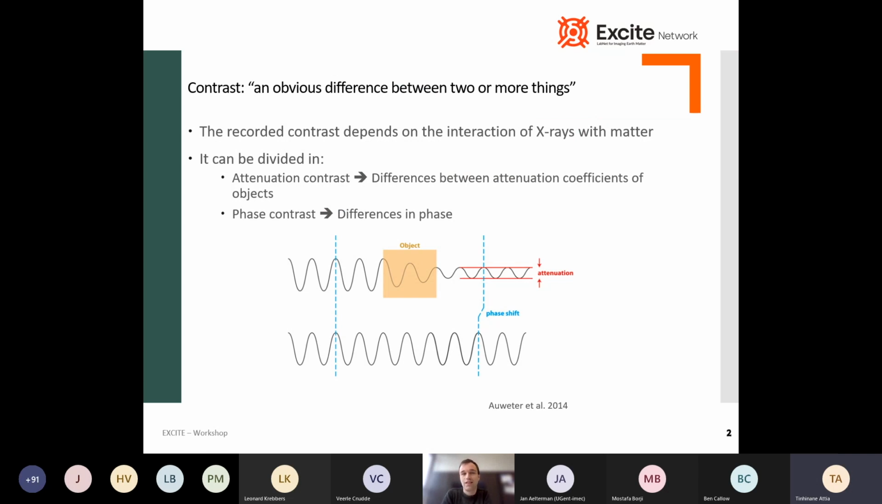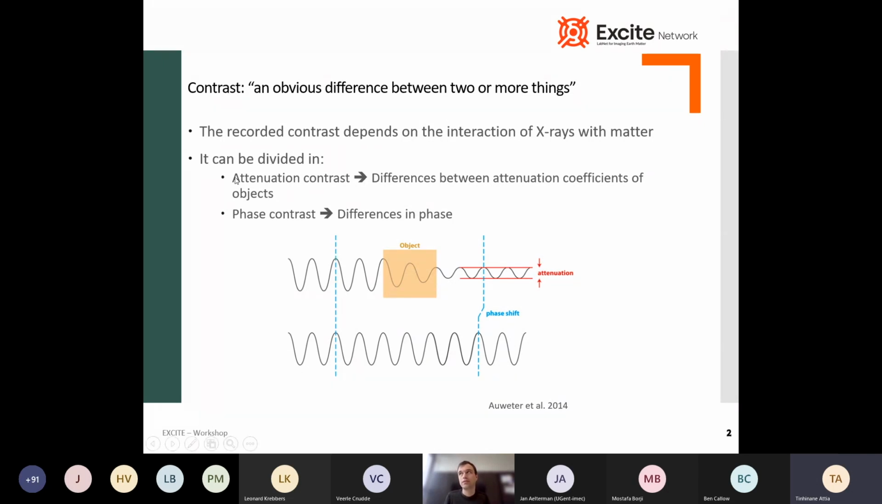So the contrast is actually an obvious difference between two or more things, and it's basically necessary if you want to distinguish different objects from each other. And the contrast that we get is actually the result of the interaction of X-rays with matter. When X-rays pass through an object, their intensity will decrease because they get attenuated, and there will be a shift in the phase. The amount of attenuation is related to the density and the composition of the material. And it's this difference between two objects that will create the attenuation contrast.